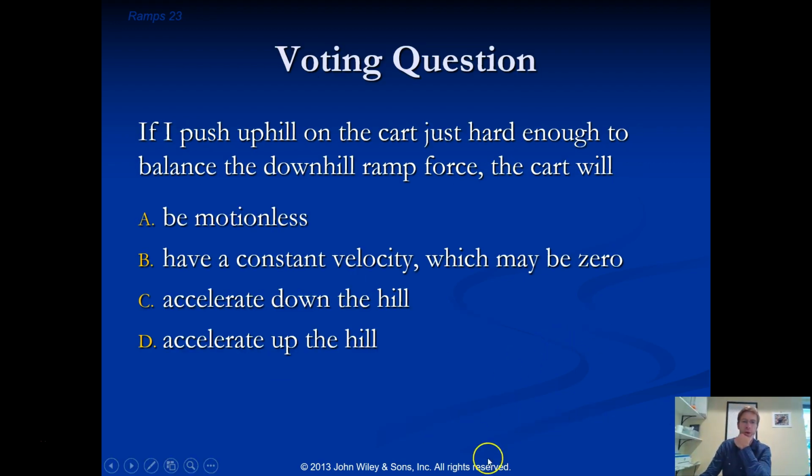So here's a question for you. If I were to push uphill on a ramp just hard enough, so exactly equal to that downward ramp force, what would happen to the cart? So again, we have my trusty ball. Okay, I put it on a slope here. If I push exactly equal to that portion of the ball's weight that makes it want to roll down my hand, it's ramp force, right? If I push exactly equal to that, what's going to happen? Will the ball be motionless? Will it move at a constant velocity? Will it accelerate downhill, or will it accelerate uphill? What do you think?